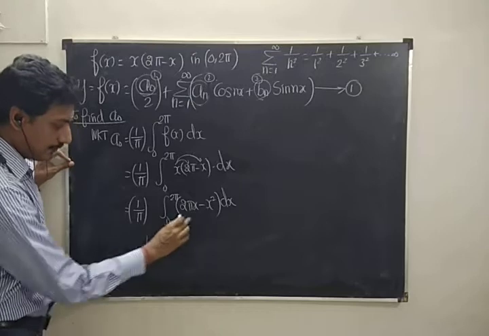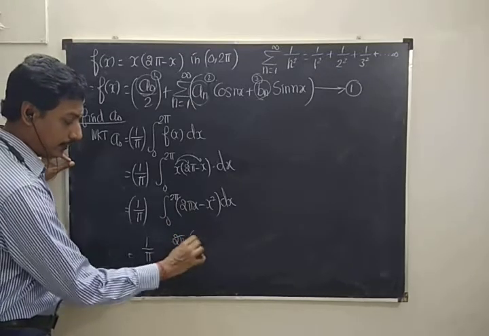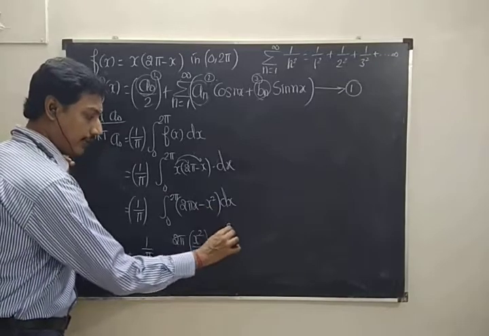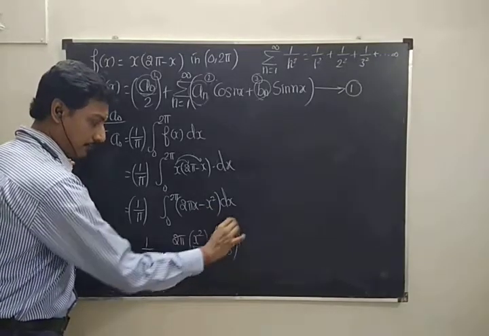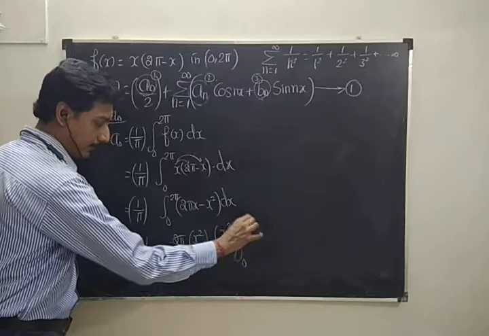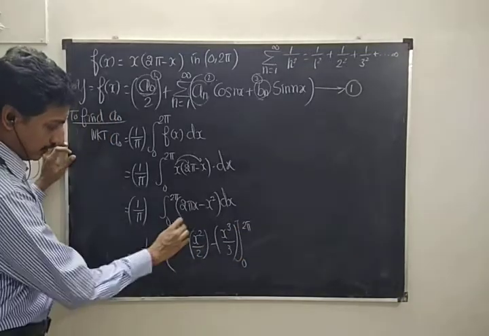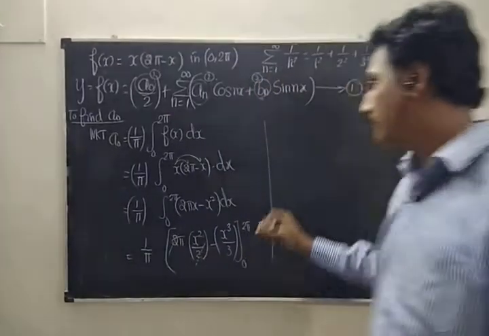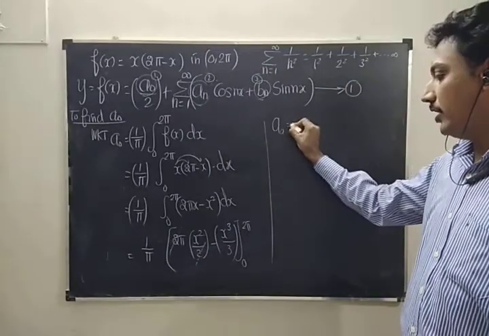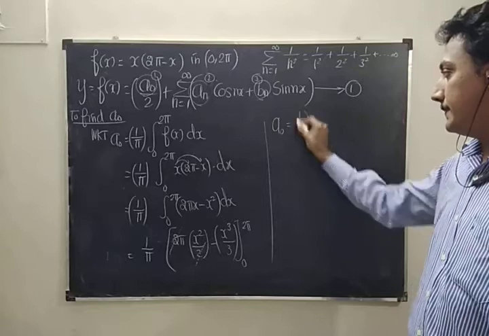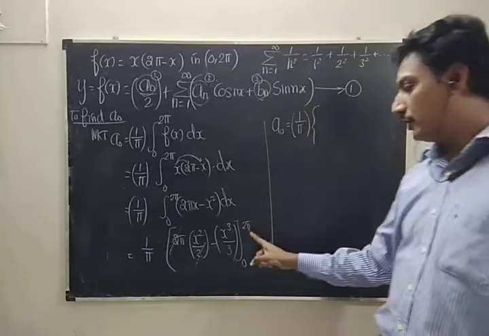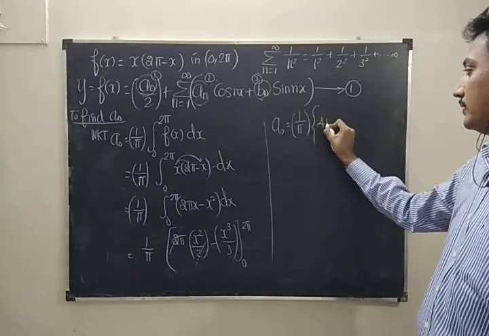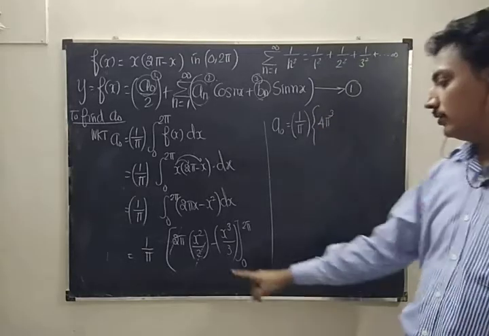So integrate this with respect to x: 2 pi into x squared by 2 minus x cubed by 3, with the limits 0 to 2 pi. Here the 2 will cancel. Let us substitute the limits. So a naught is equal to 1 by pi. If you substitute x equal to 2 pi here, 2 pi squared is 4 pi squared, so 4 pi squared into pi is 4 pi cube.